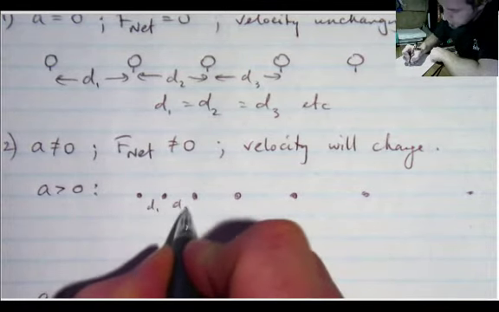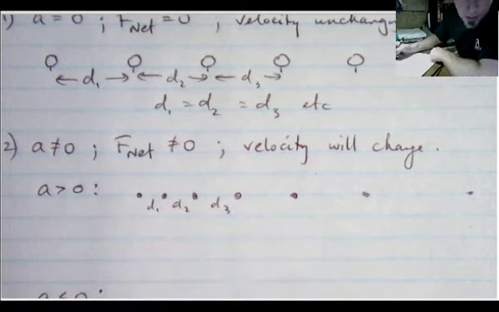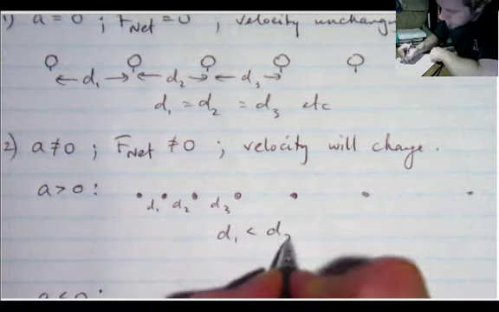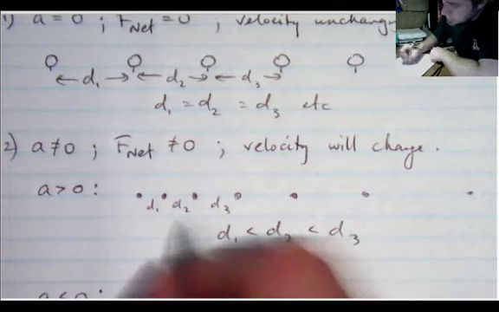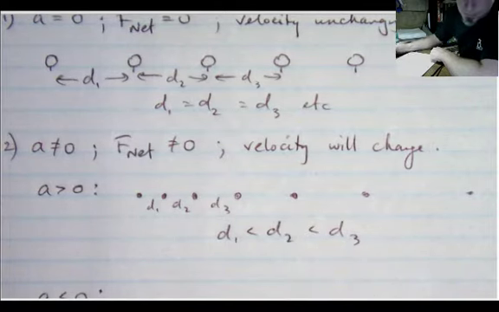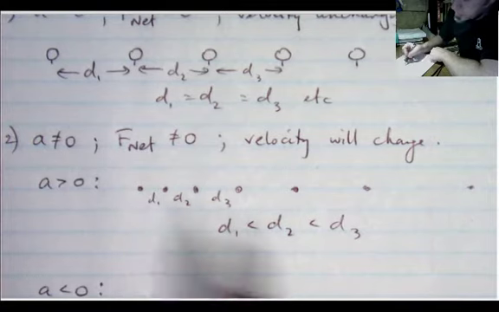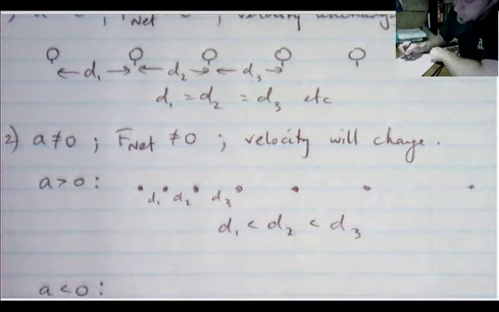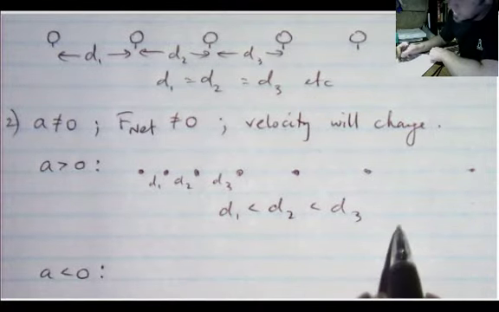So if I call this D1, D2, D3, as I did in the first example, I will find that D1 is less than D2, is less than D3, and so on. We'll discuss the actual nature of the relationship between these distances at a later time. For now, all you need to know is that the distance is increasing.